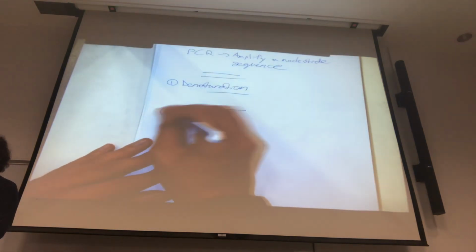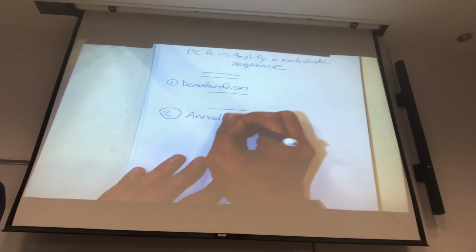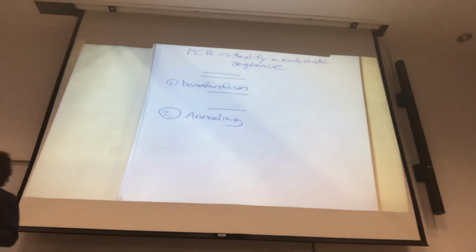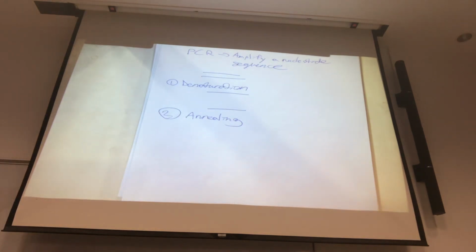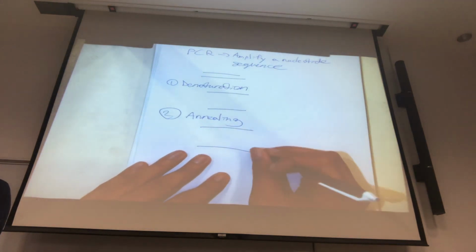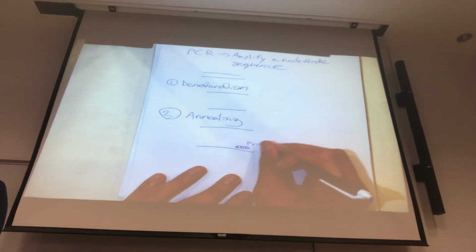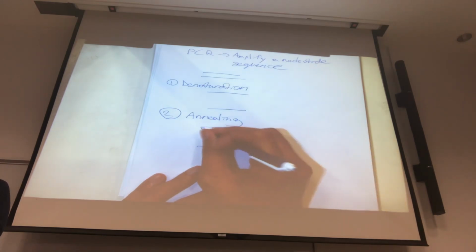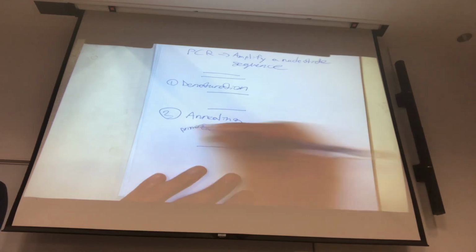The second step of PCR is called annealing. So it's going to mimic DNA replication in a way. The annealing process is, now that your strands of DNA are separated from each other, the attachment of primers to your separated template strands.